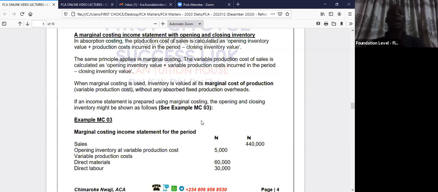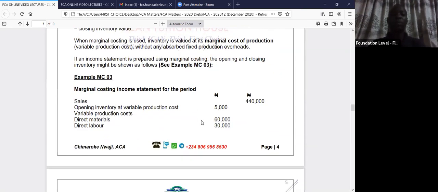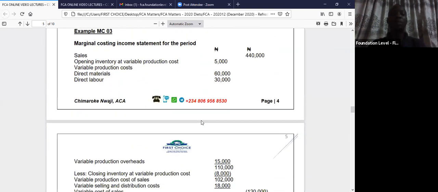Now, look at how the marginal profit statement or income statement is demonstrated here in MC03. Marginal costing income statement for the period. These are assumed figures. Your sales is 440,000. You now have your opening inventory. Note, this opening inventory does not have elements of fixed costs. It is valued at variable production costs. Now this is 5,000.